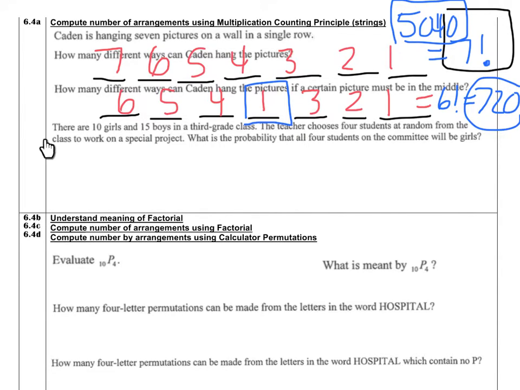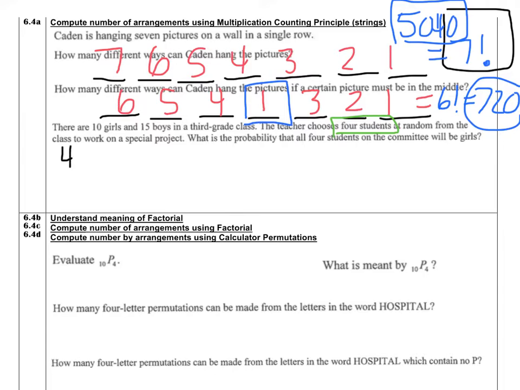Now this next question is a combination of a counting principle and probability together. So here it is. There are 10 girls and 15 boys in a 3rd grade class. The teacher chooses 4 students at random from the class to work on a special project. What is the probability that all 4 students on the committee will be girls? So if you think about how probability works for this, we want to have the option of just picking the 4 girls for the committee out of the entire class.